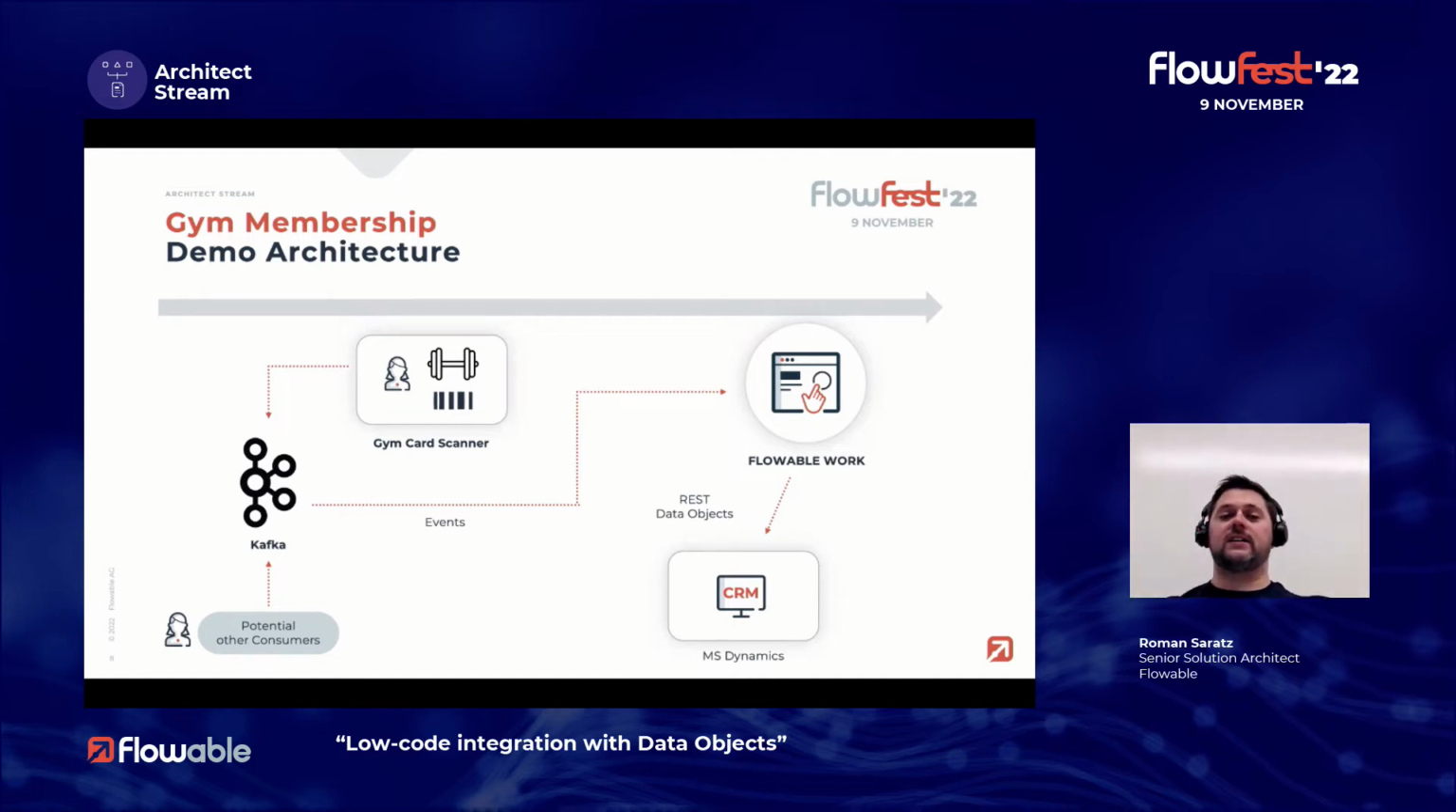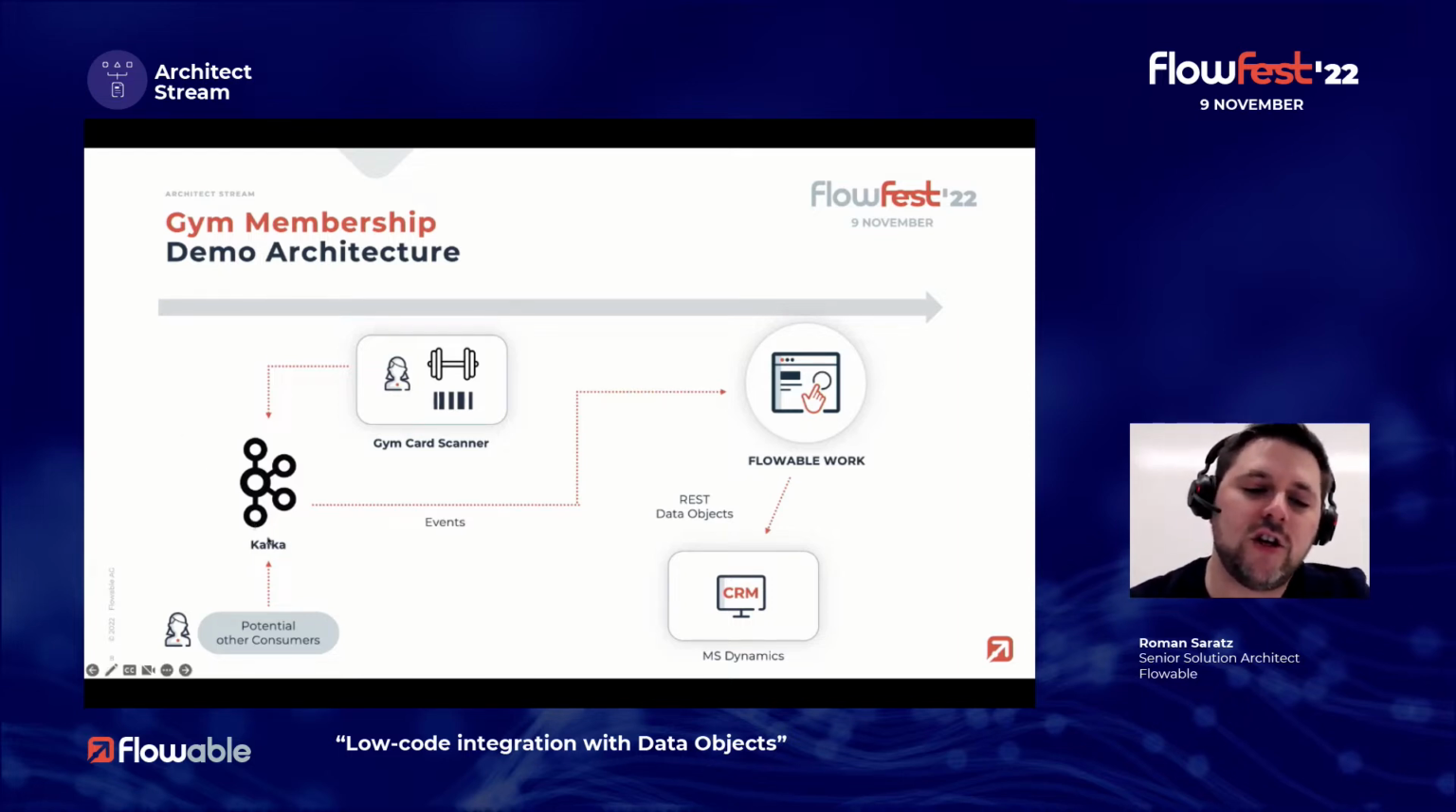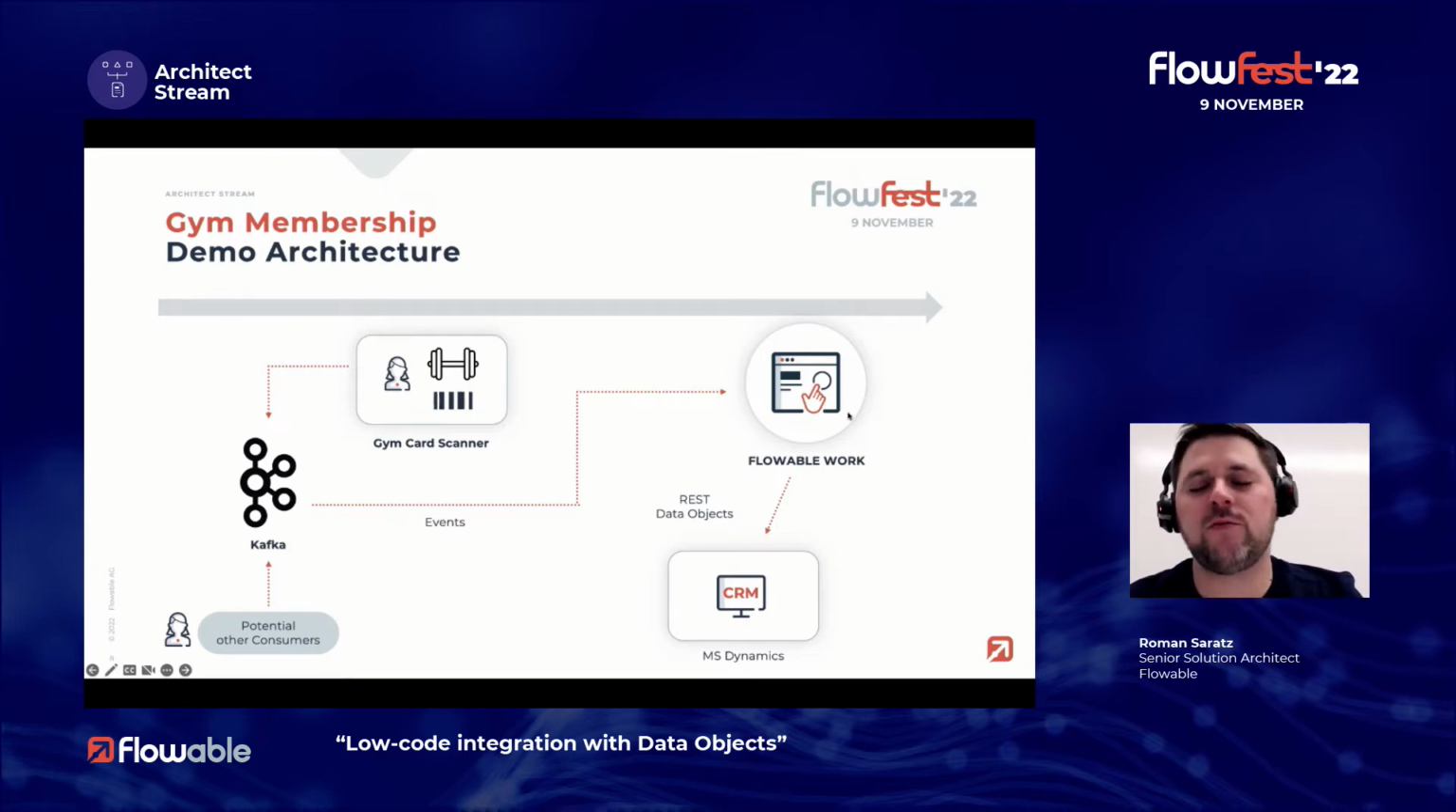So let's have a look at the demo. Let's imagine we have a gym, and this gym manages memberships. We have members. These members have gym cards, and when they enter the gym, there's a card scanner where they put their card, and then the card scanner sends a message to Flowable Work via Kafka, and then Flowable Work handles this event.